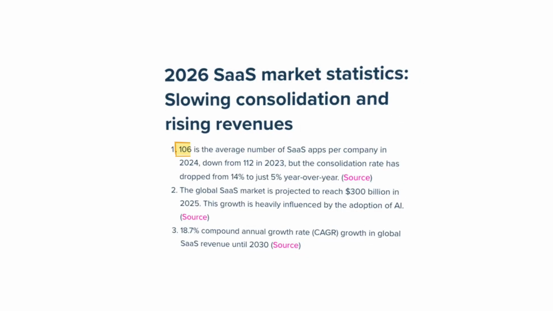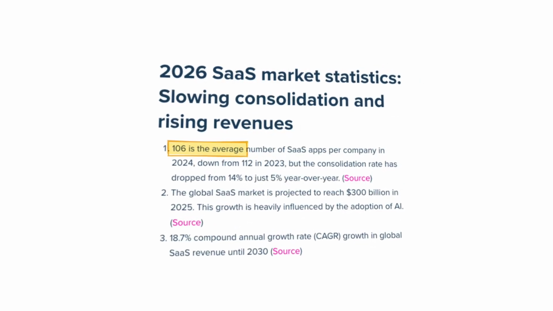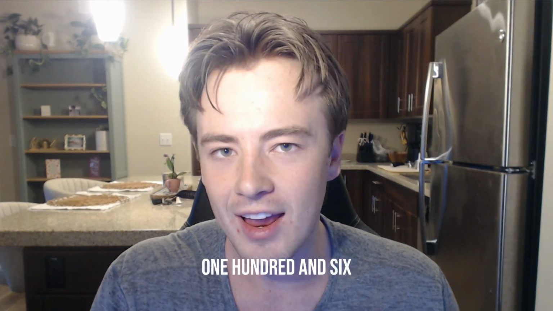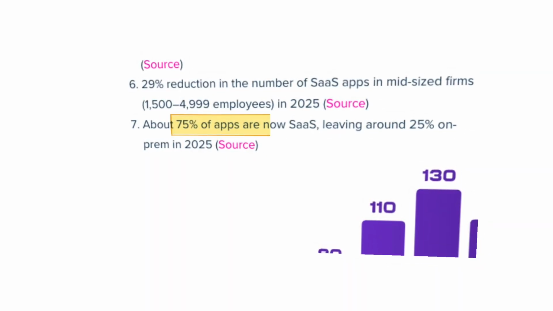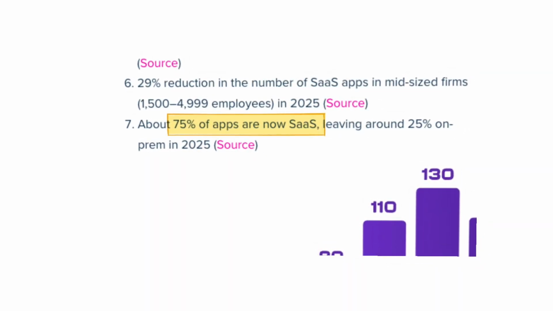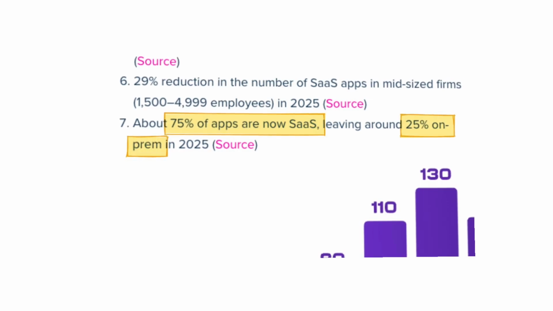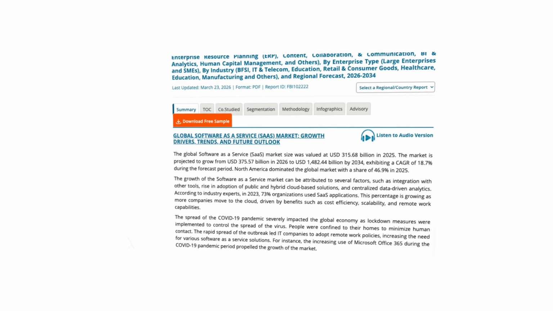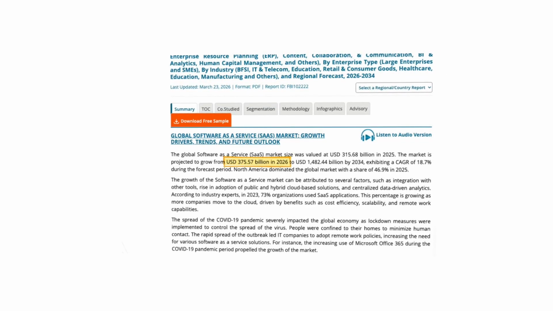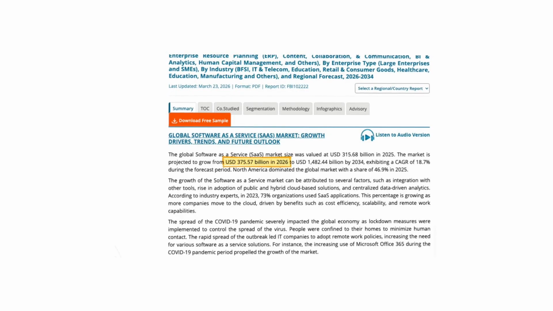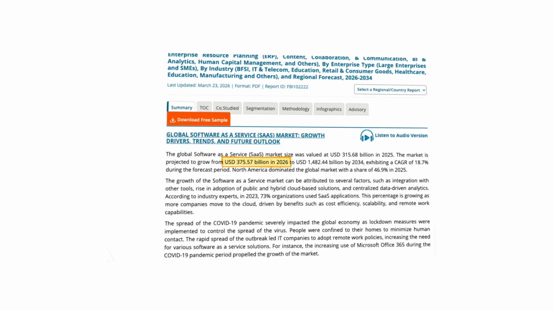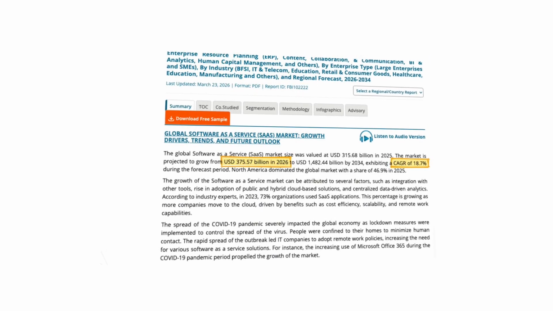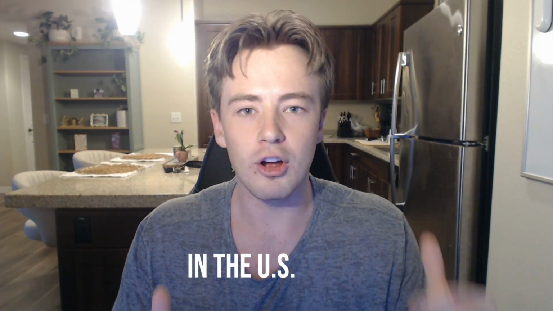The average company runs on 106 SaaS applications. 106. 75% of all software in the world right now is SaaS. Only 25% is still installed locally on someone's machine. The global SaaS market is worth $375 billion in 2026, growing at almost 19% per year. And there are 17,000 SaaS companies in the US alone.